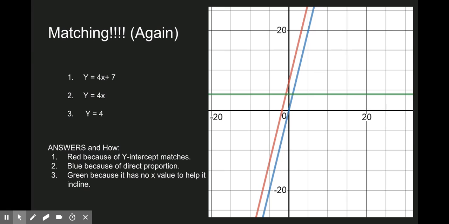So number 1 is red as it's shown to have a y-intercept above 0, and number 2 is blue because it's directly proportional, does not have a y-intercept above or below 0, and number 3 is green because the value never changes.